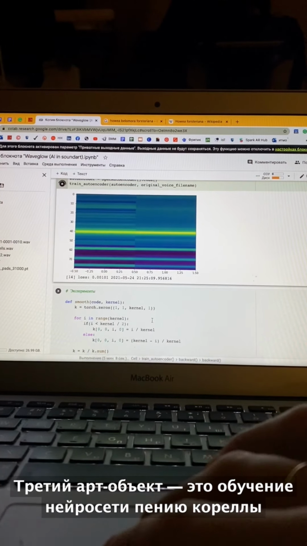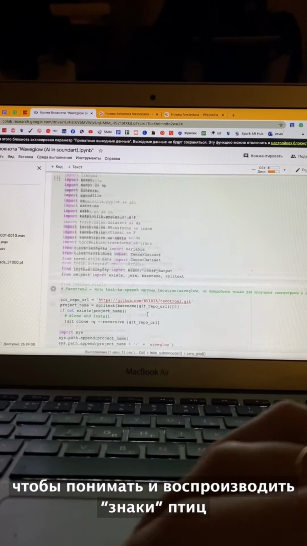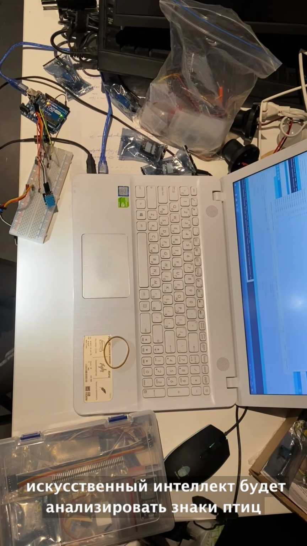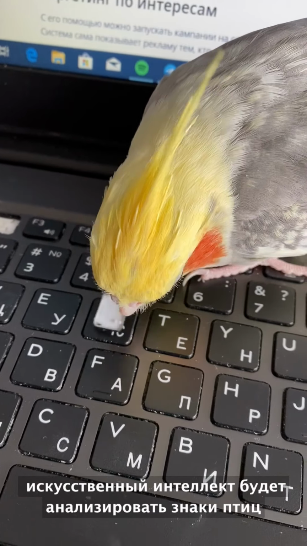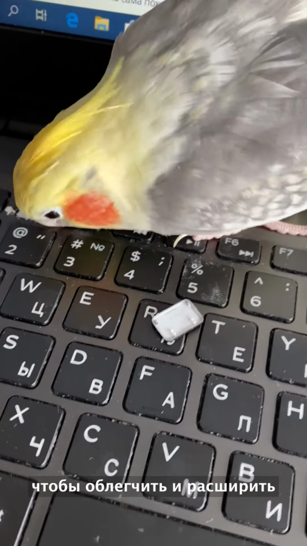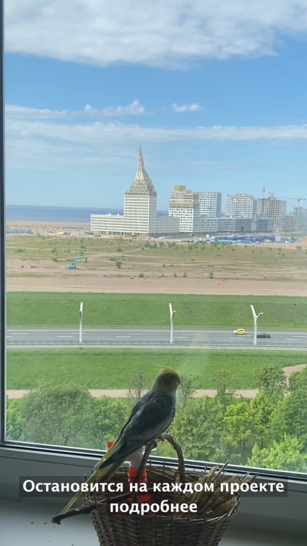The third one is training a neural network to understand and produce birds' signs. In a future symbiotic ecosystem, artificial intelligence will analyze cockatiel signs together with plant signals to facilitate and expand interspecies interactions. Let's look into each project in more detail.